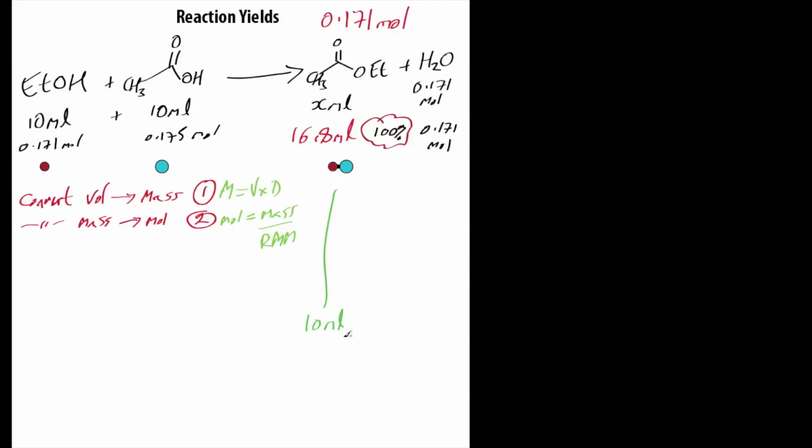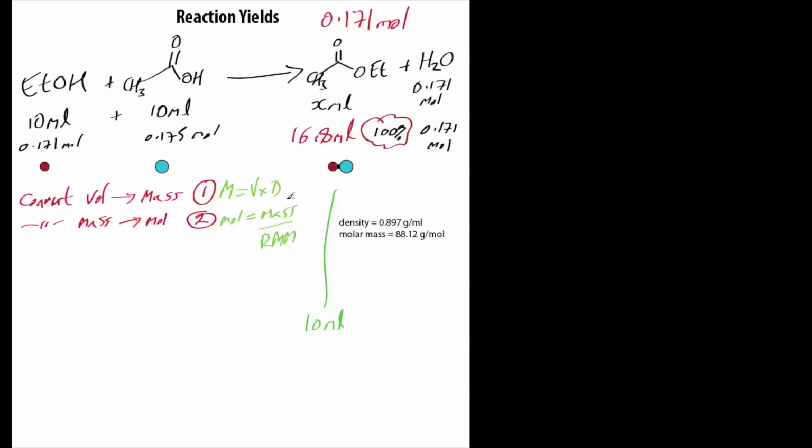Okay. So 10 mils, the first thing we do is convert the volume to the mass. Given the density that we had before for ethyl acetate, the density was 0.897 and the molar mass was 88.12. We're going to use that in these equations.